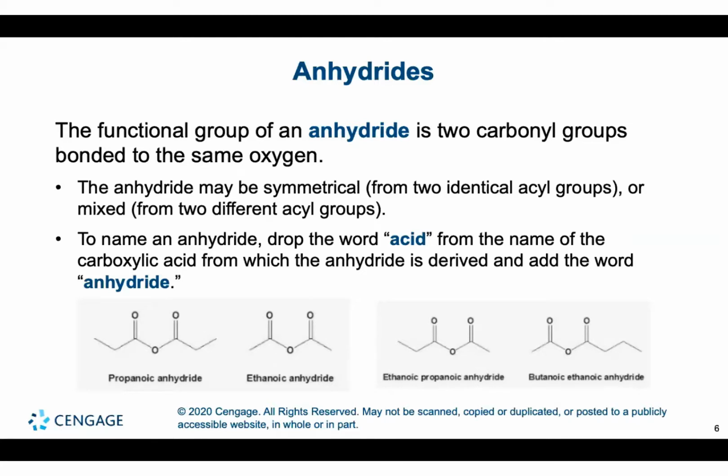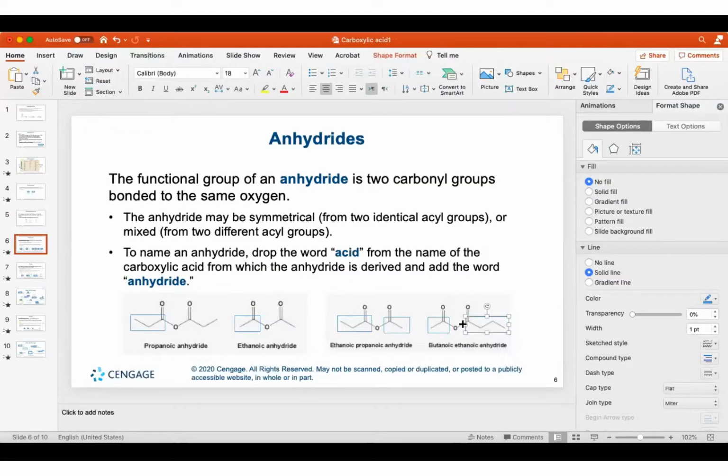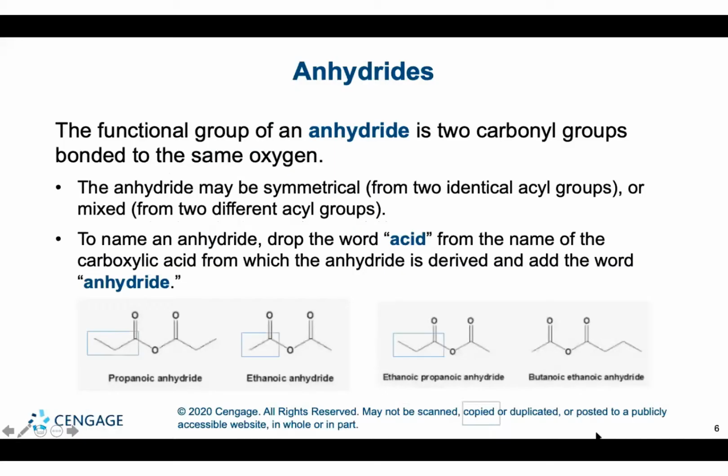And for both of them, when you write both ends, you should make sure they end with oic. And also at the end, write anhydride. These are the longest chains.